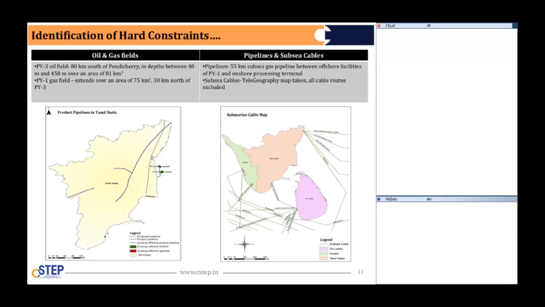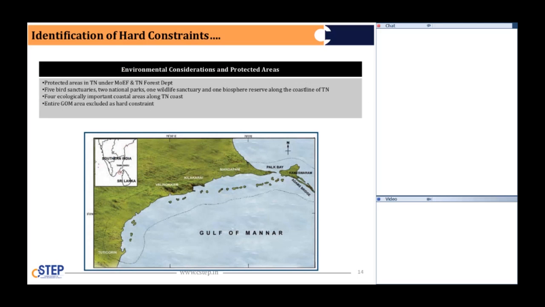2 oil and gas fields were found to exist off the coast of Tamil Nadu. PY3 is an oil field spanning over 81 square kilometers and 80 kilometers south of Pondicherry, which was excluded. And PY1 gas field, which spanned over 75 square kilometers and 30 kilometers north of PY3, the oil field, was also excluded. And similarly, we found some subsea cables and pipelines that ran through the entire belt, through the Bay of Bengal and Arabian Sea. These tracts too were excluded.